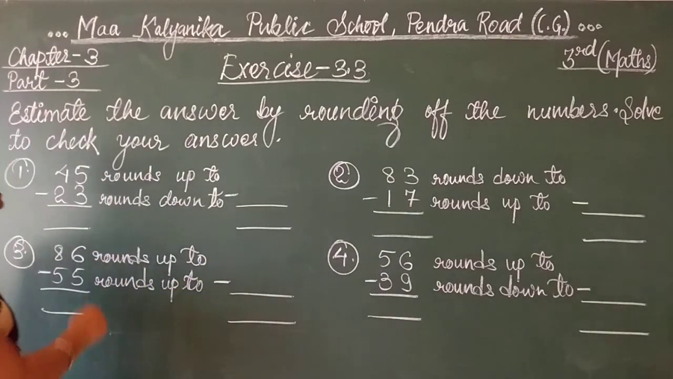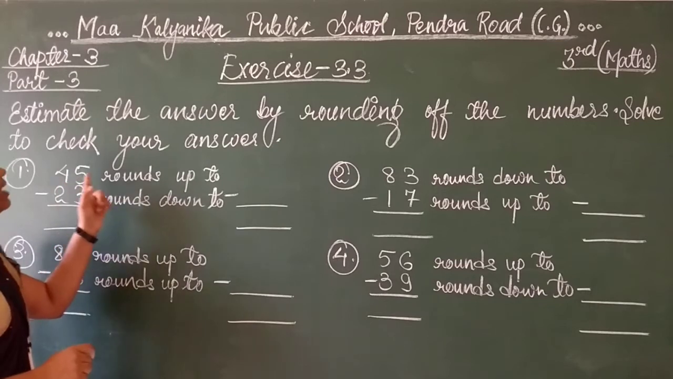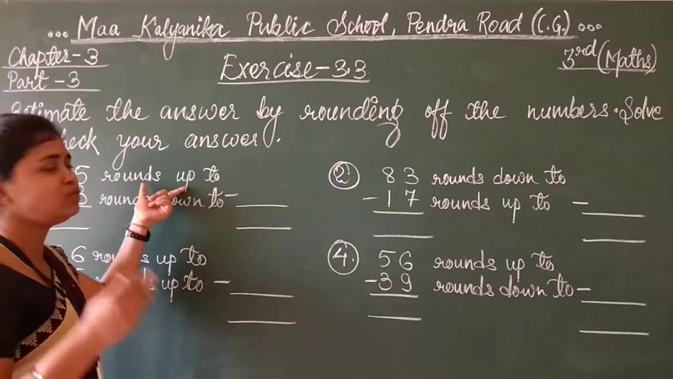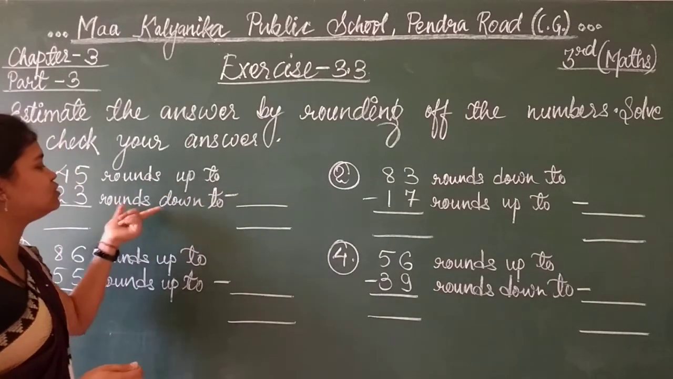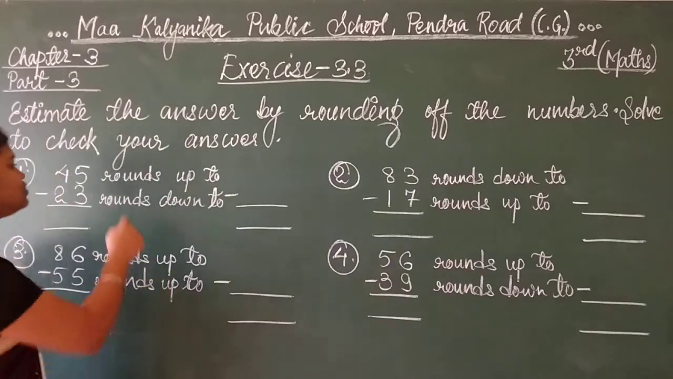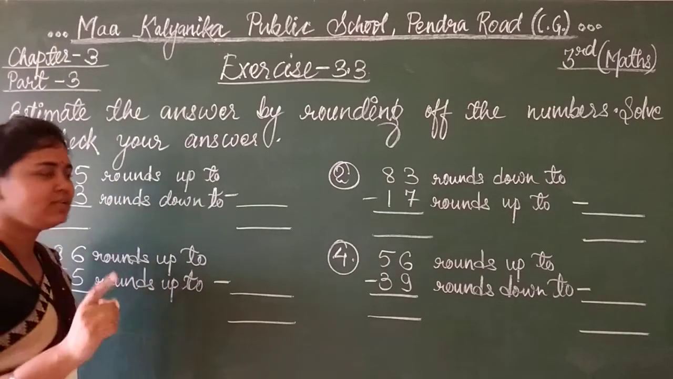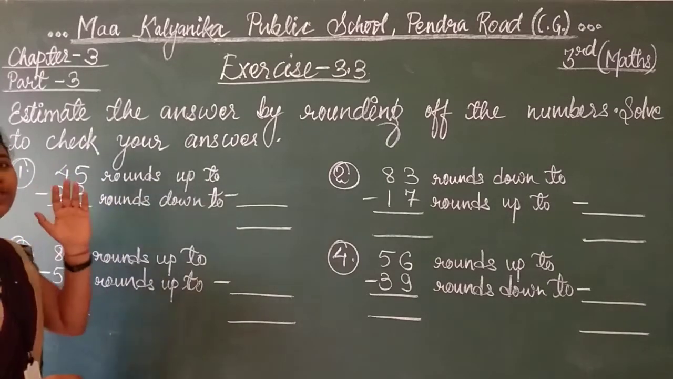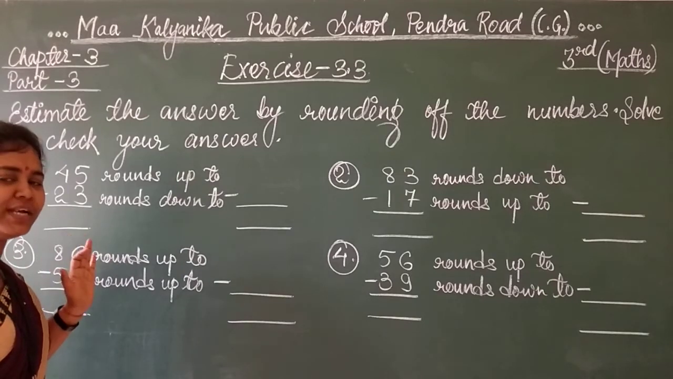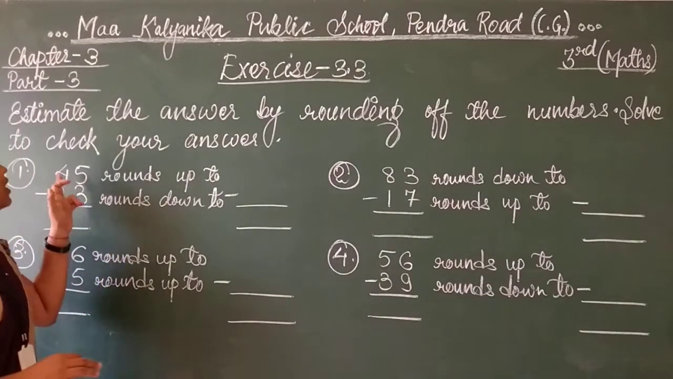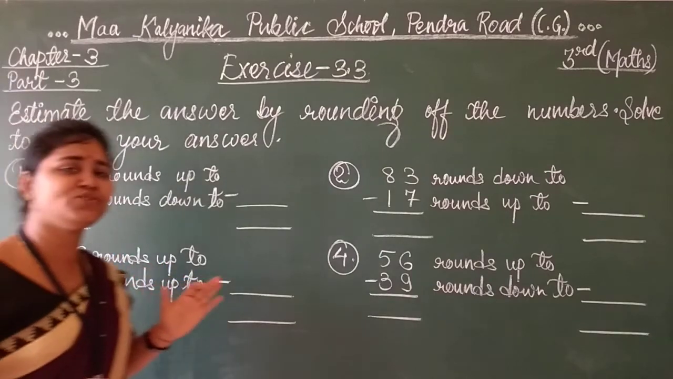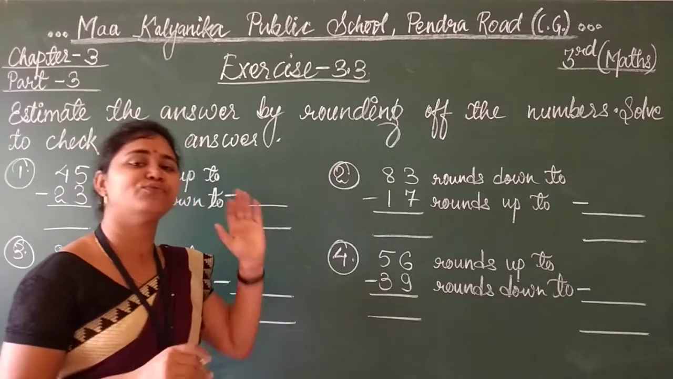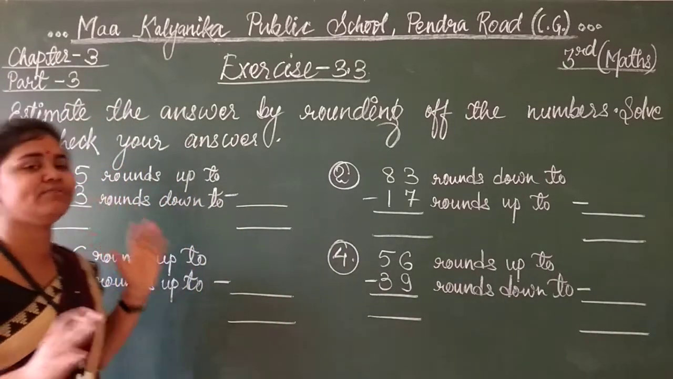So let's start students. 45 rounds up to, and 23 rounds down to. And now the terms used are rounds up and rounds down. So for your convenience students, the words rounds up and rounds down are used here. So 45. You know very well how to round off a number to the nearest 10. So 45 will come in which range? 40 and 50. Nearest 10 means you have to round to the nearest 10. So in between 40 and 50 it will come.